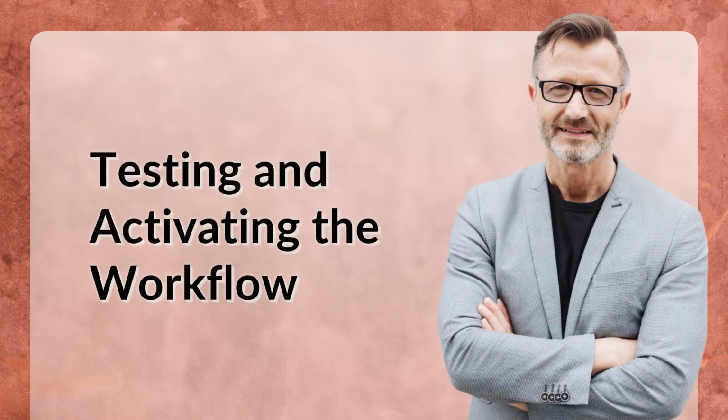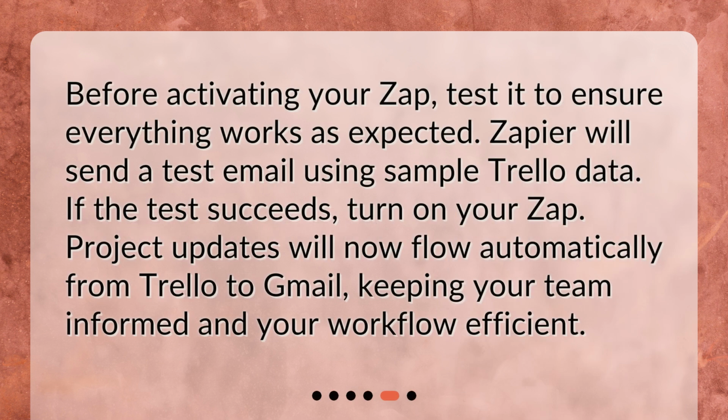Testing and activating the workflow. Before activating your Zap, test it to ensure everything works as expected. Zapier will send a test email using sample Trello data. If the test succeeds, turn on your Zap. Project updates will now flow automatically from Trello to Gmail, keeping your team informed and your workflow efficient.